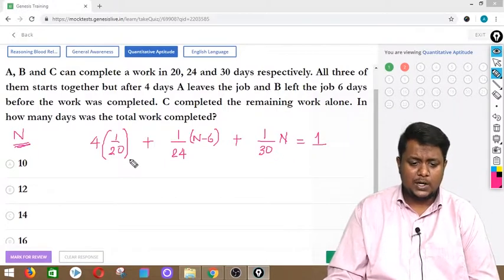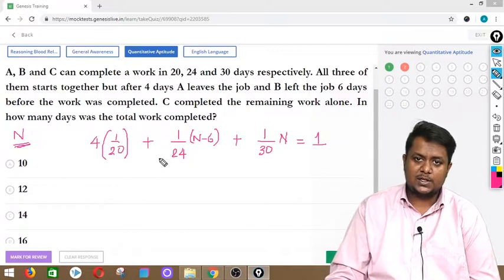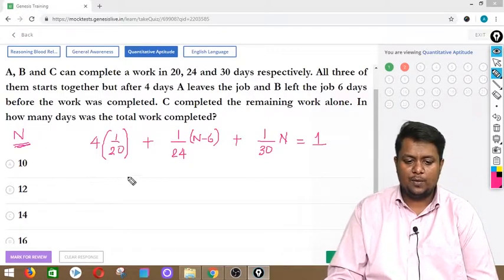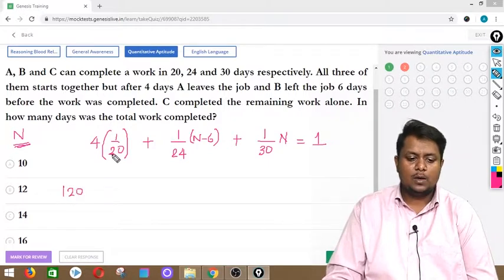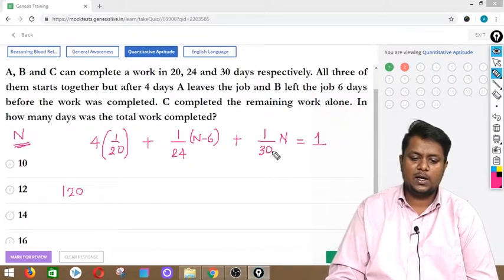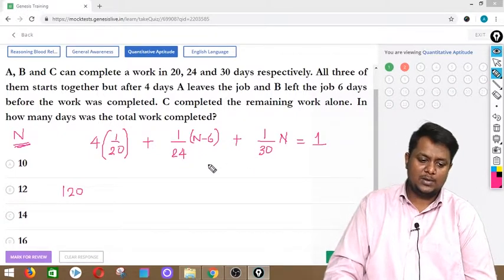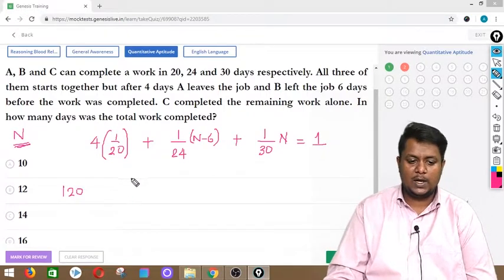Now to simplify this and find n, we have to remove these fractions. Let us find the LCM of 20, 24 and 30. So 120 is the LCM. 120 by 20 is 6 times, 120 by 24 is 5 times, and 120 by 30 is 4 times. So we are going to multiply the complete equation with 120.